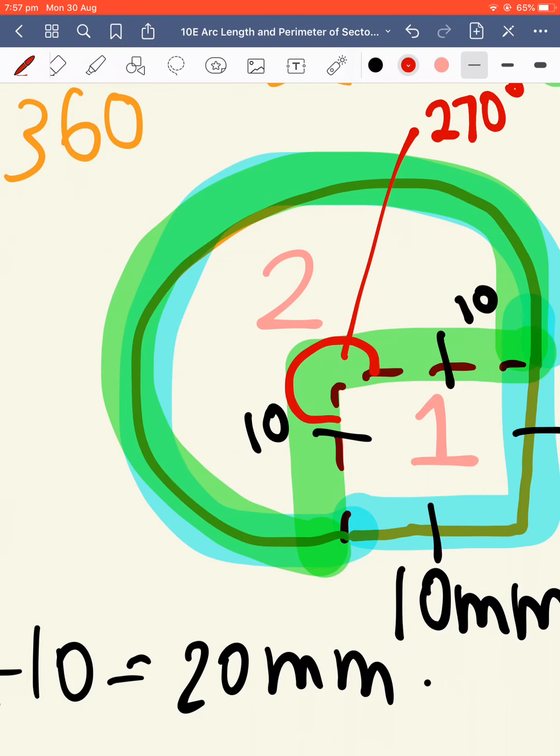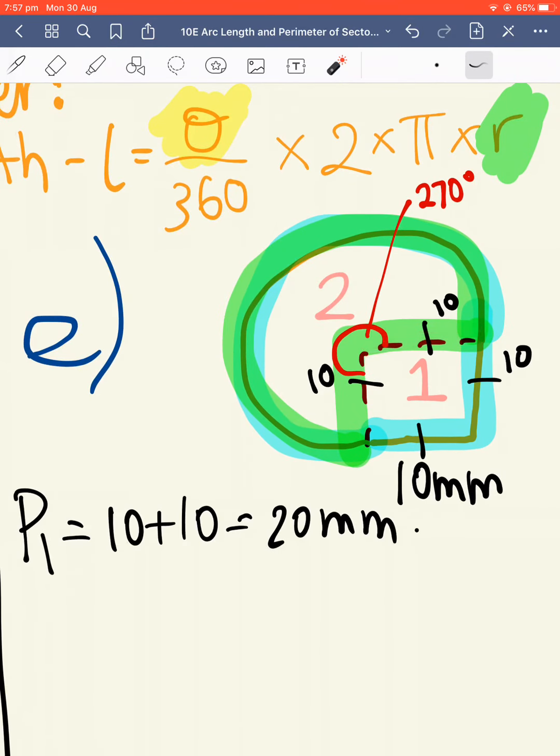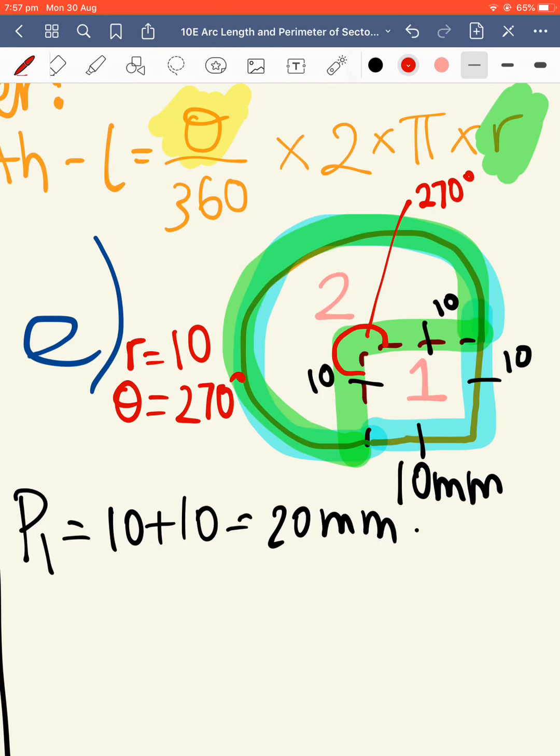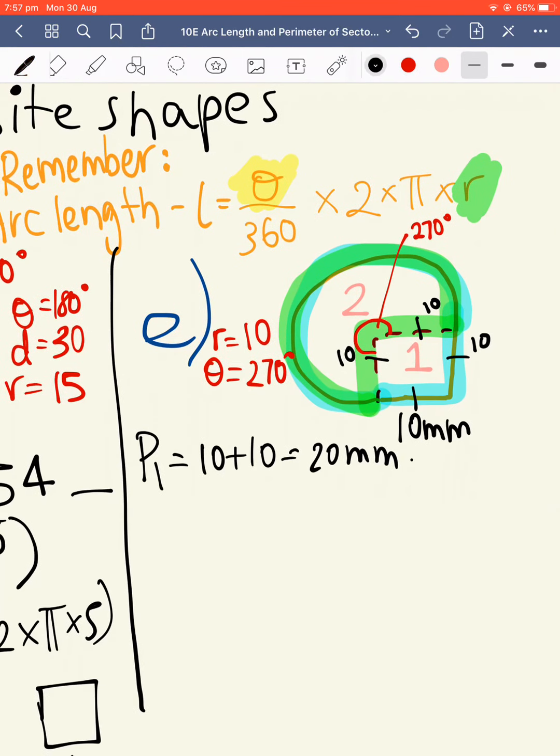And I also have my radius here, which is 10. So again, let's write down the information so we don't get confused. So my radius is 10 and my angle is 270 degrees. Okay, now we can figure out what our perimeter is for this second part.